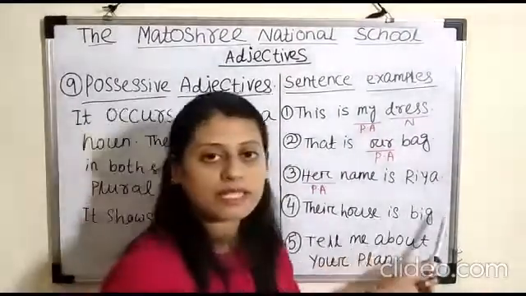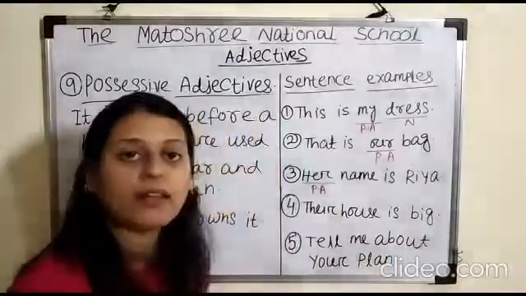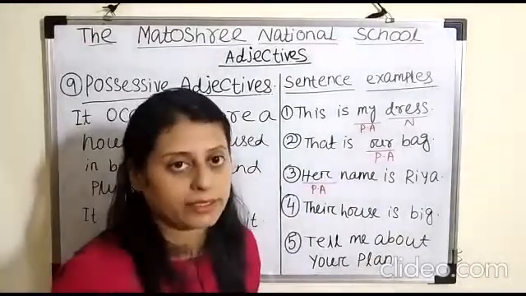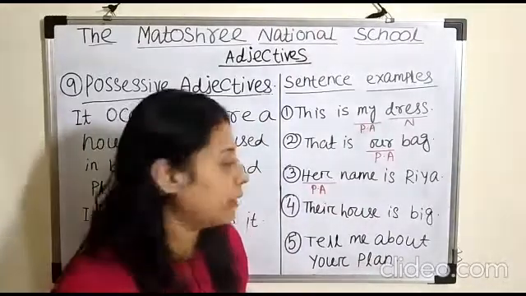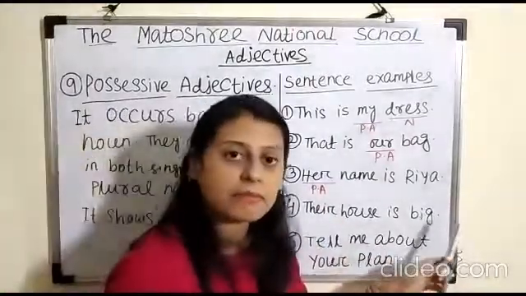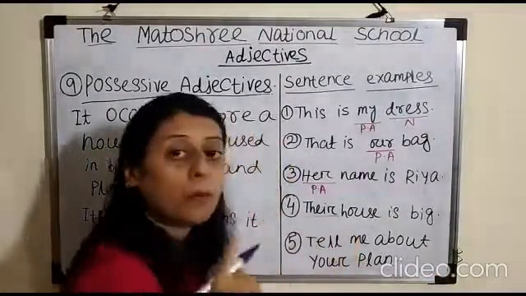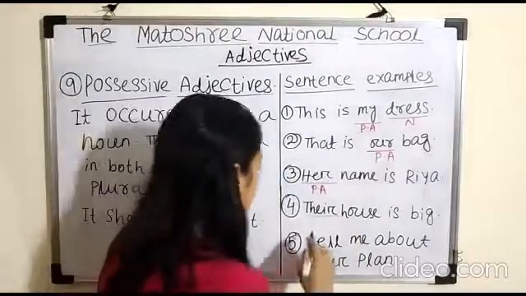Next, their house is big. So here their is a plural possessive adjective where it can describe a group of people. So their house is big. Here their is a plural possessive adjective.